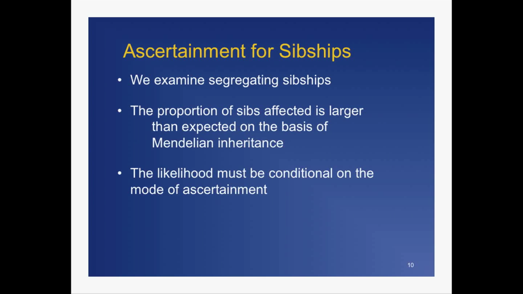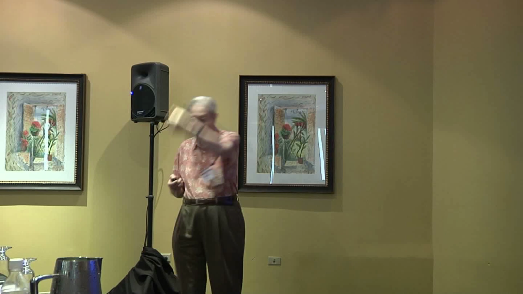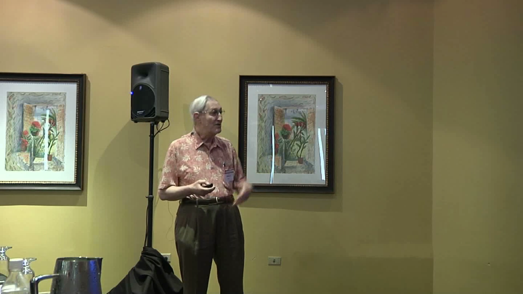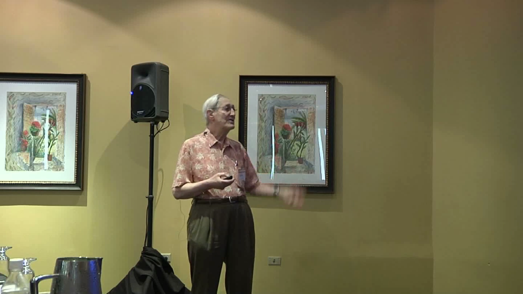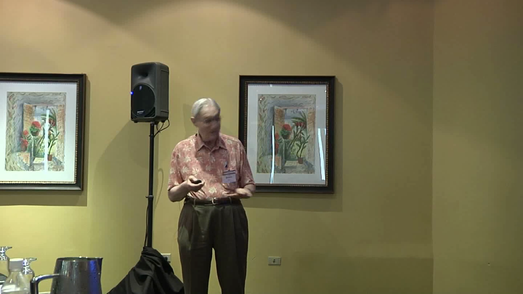The problem of ascertainment is too often ignored. It was very easy when we did segregation analysis with sibships because we had a method of allowing for it. So segregating sibships, what happens is that the proportion of sibs affected is larger than expected on the basis of Mendelian inheritance. Even if you do have Mendelian inheritance, if you select the sibships because they got the trait, clearly you're going to get an overestimate. And so you have a likelihood, and you condition on the mode of ascertainment, and that's fine. And people did that a long time ago.